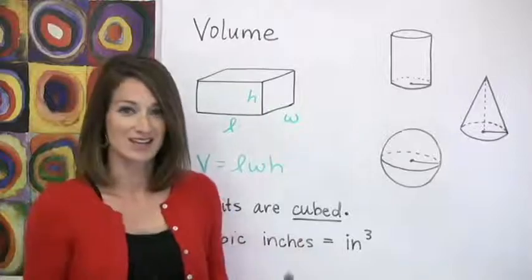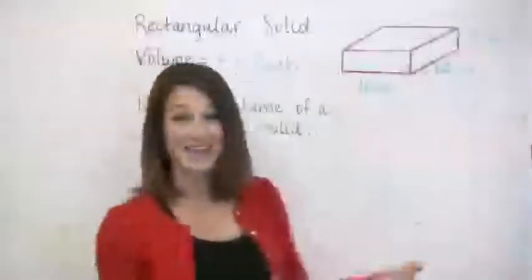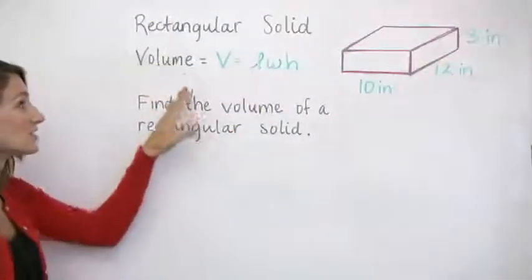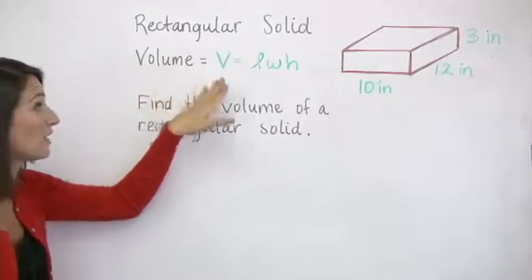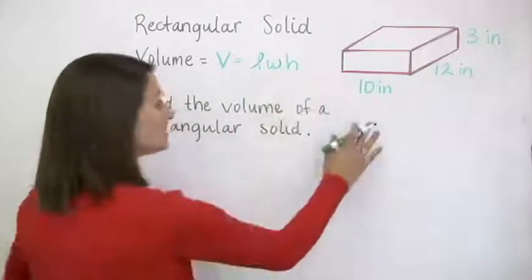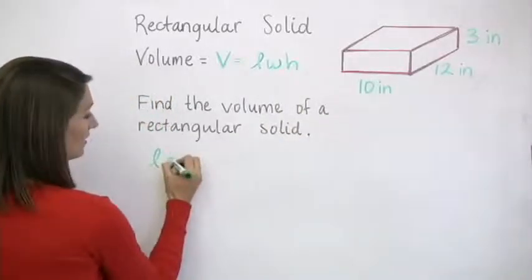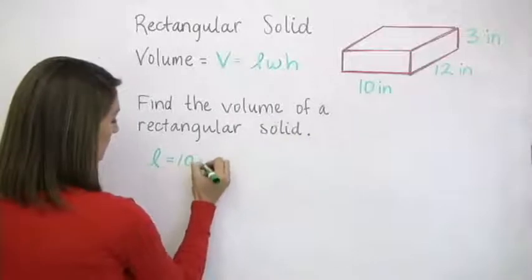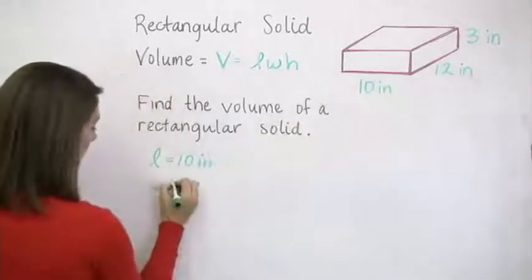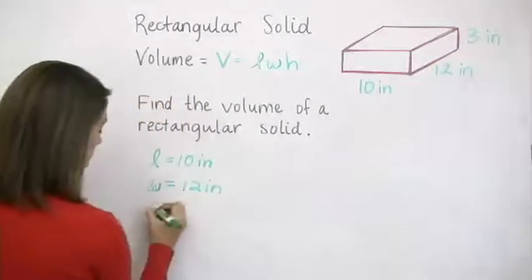So let's take a look at one of these examples and see how we work through it. In this example, we're going to find the volume of a rectangular solid. So let's remember our formula for volume, which is length times width times height. In this example, we have a solid that has a length L of 10 inches, a width of 12 inches, and a height of 3 inches.